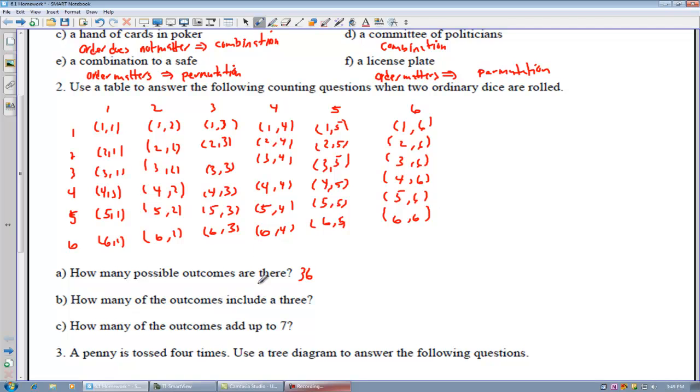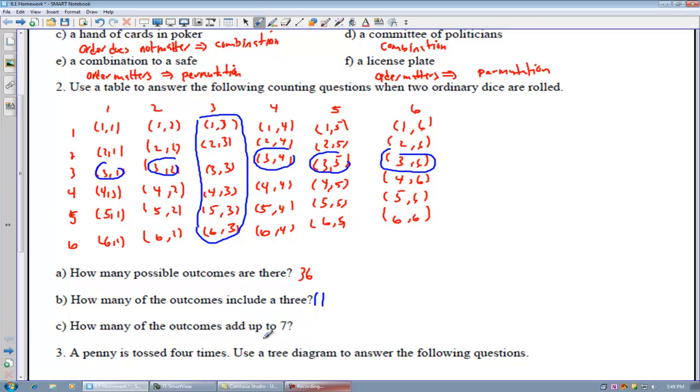How many of the outcomes include a 3? Well, we can use a different color here. Here's a 3. These all include 3s. This one includes a 3, this one includes a 3, and this one includes a 3. Great, so count them all up: 1, 2, 3, 4, 5, 6, 7, 8, 9, 10, 11. So it looks like 11 of them include a 3.